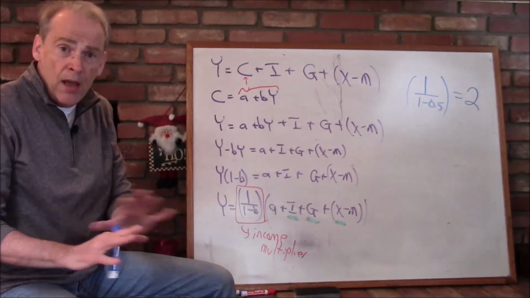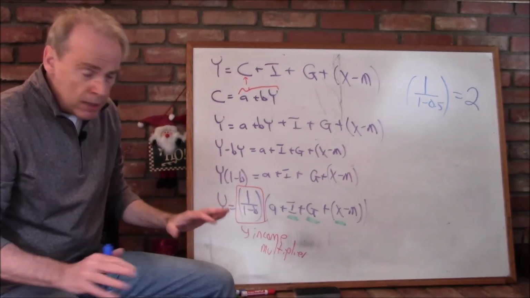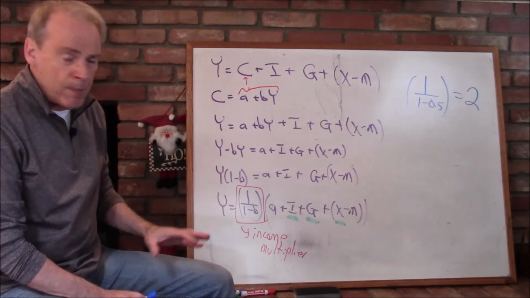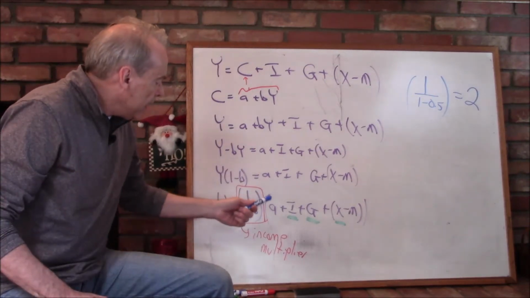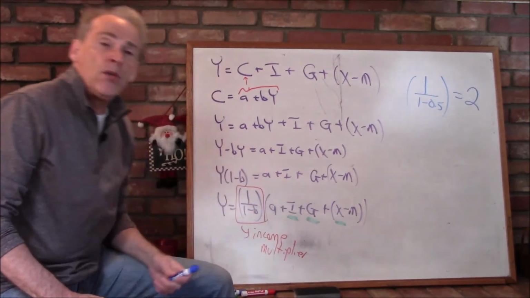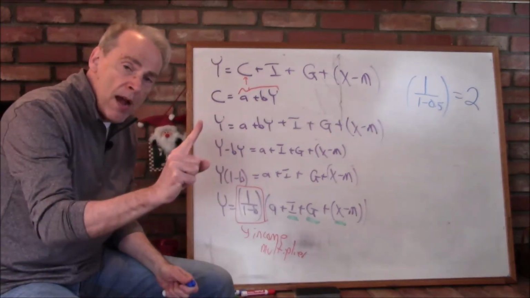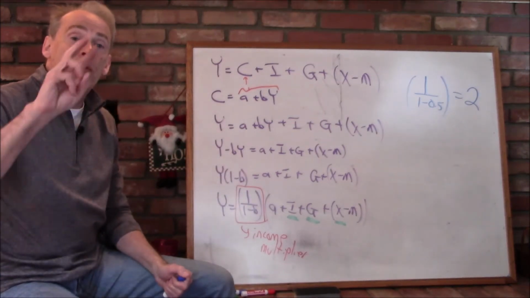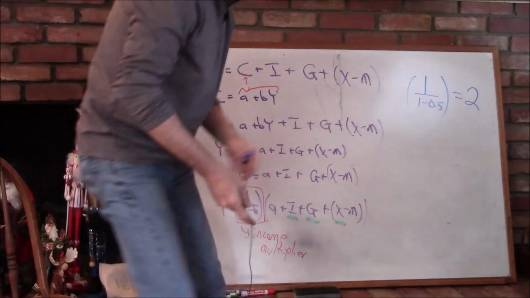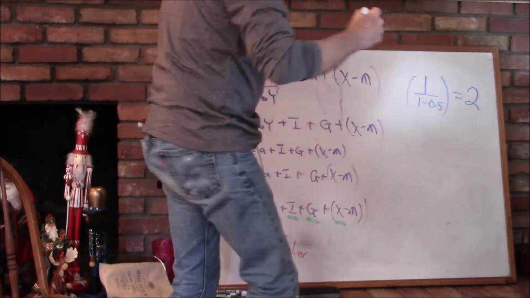But let's just say, for simplicity, this is pure domestic spending that's going on here. Any spending that foreigners do on our stuff, for every dollar they buy of our stuff, it actually raises our income by $2. I'll explain that in just a moment, but let me give you another example here.